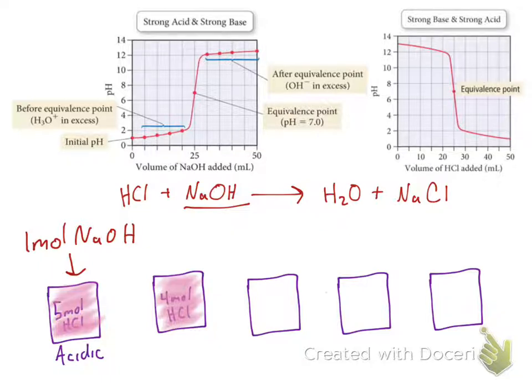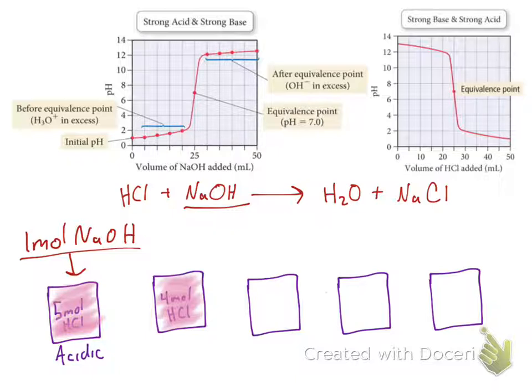Now, I think that a question that a lot of people have is, well, what happened to this 1 mole of sodium hydroxide? Isn't it still in there? Well, no, because this 1 mole of sodium hydroxide completely reacted with the hydrochloric acid and it went to product. So there's actually no sodium hydroxide because it completely reacted with that 1 mole of hydrochloric acid.